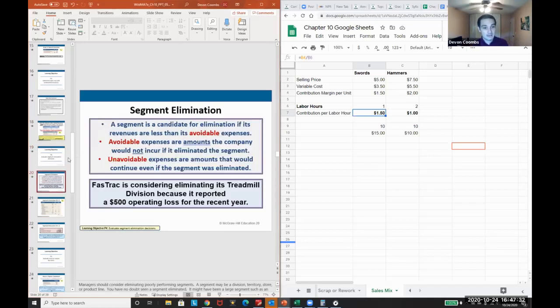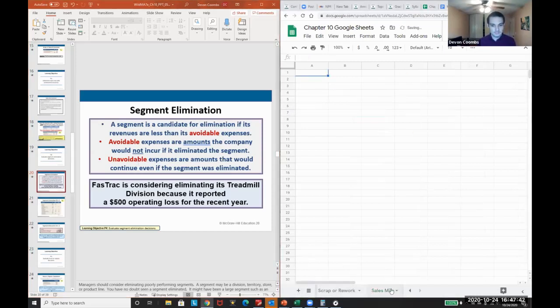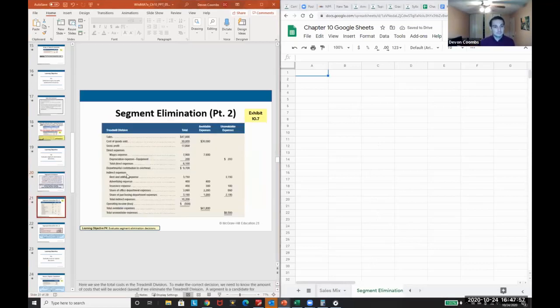Evaluate segment elimination decisions. Each segment has some costs that are avoidable and some that are unavoidable. So we're going to talk about what it looks like. Let's see. Sheet 4, about segment elimination. How do we decide if we want to eliminate a segment?